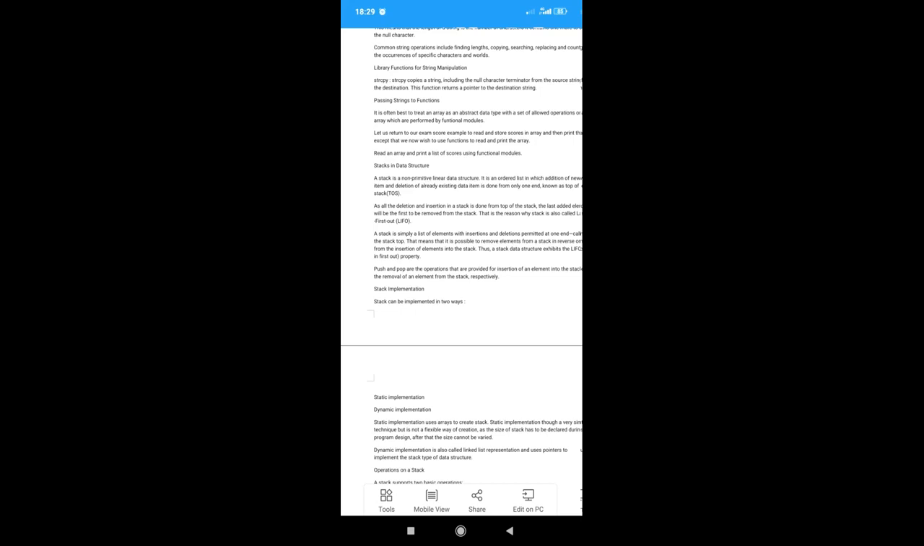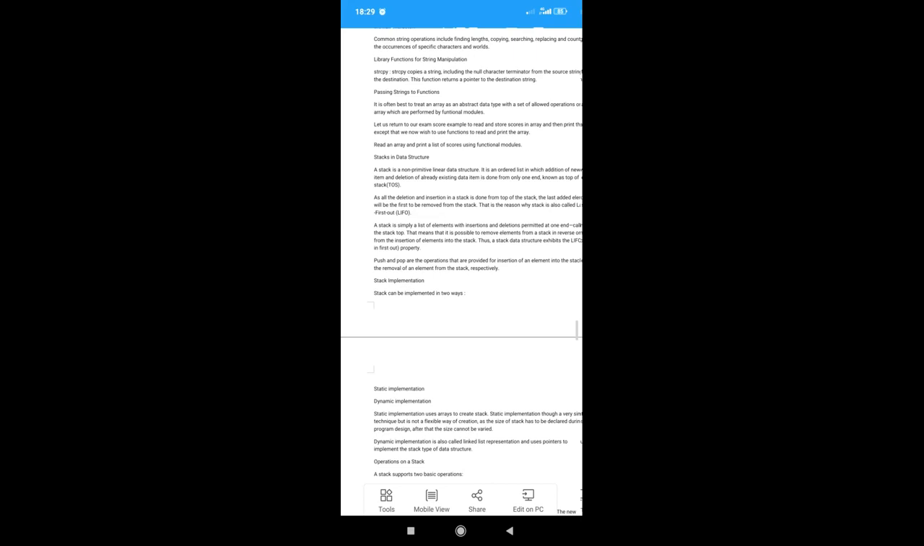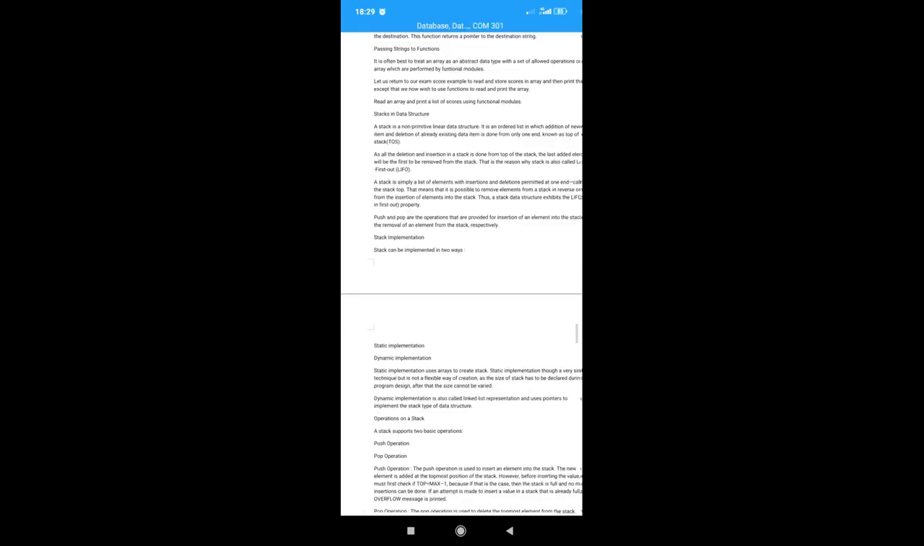Then the next characteristic of a data structure is what is called static or dynamic. This is a characteristic that defines whether a data structure has a fixed size or not. When a data structure is fixed, it is called static. But when it is not fixed, it is called dynamic. So this is another characteristic of a data structure.